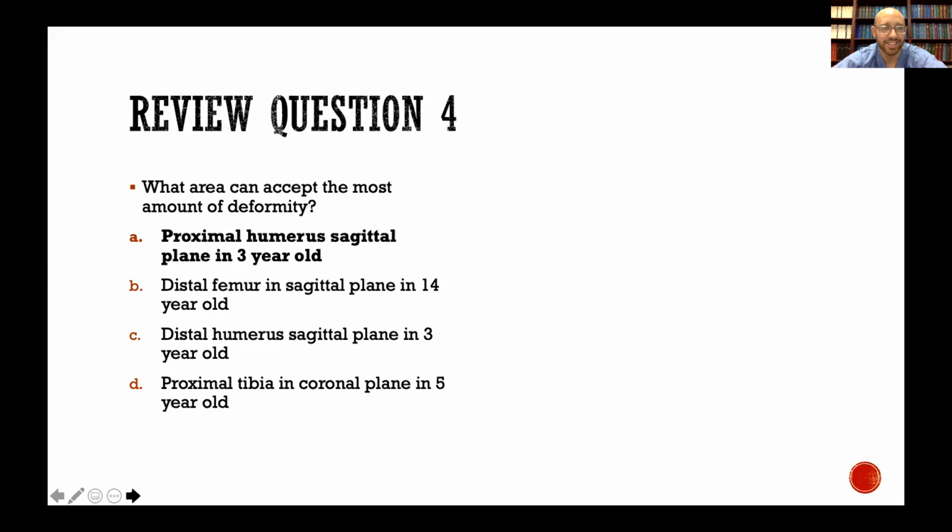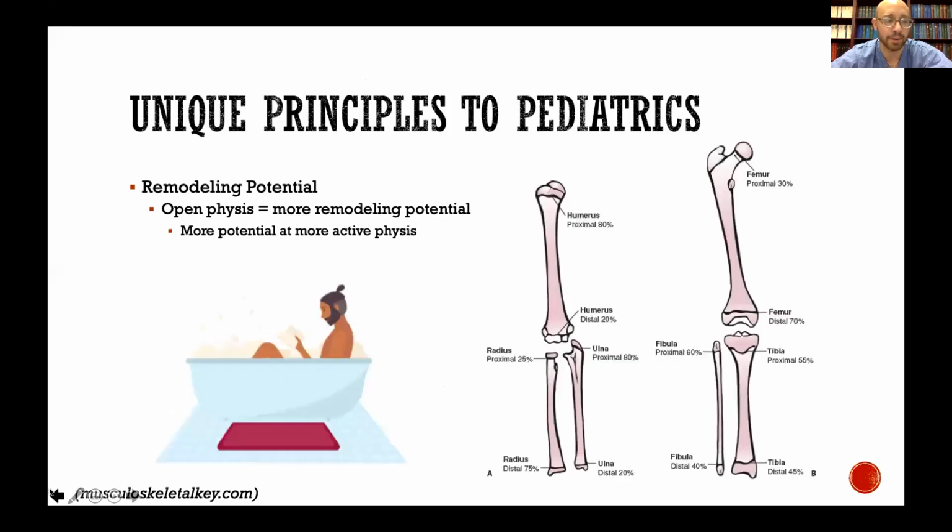All right. So, yeah, majority of you guys got this. It's the proximal humerus in the sagittal plane in a 3-year-old. And I included this question to go over a bunch of different topics. So first, the areas that you can accept more deformity are going to be in your more active physes. In the upper extremity, 80% of the growth is from the proximal humerus versus 20% from the distal humerus. And in the lower extremity, most of your growth is coming from your distal femur and proximal tibia.